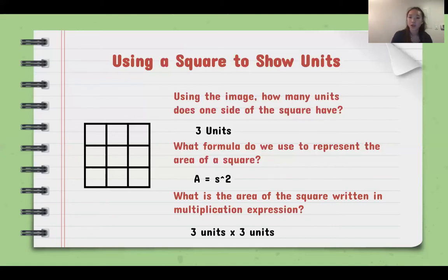And then if we wanted to write it in the formula that represents the area of a square, it would be 3 units squared. So I'll write that out for you. 3 units squared. So then that would give us the same answer as 3 units times 3 units.